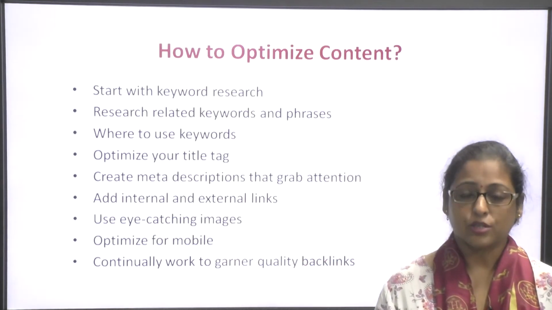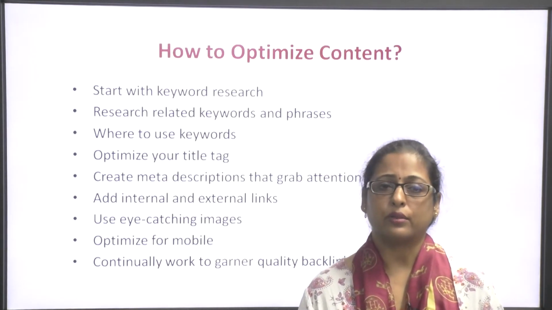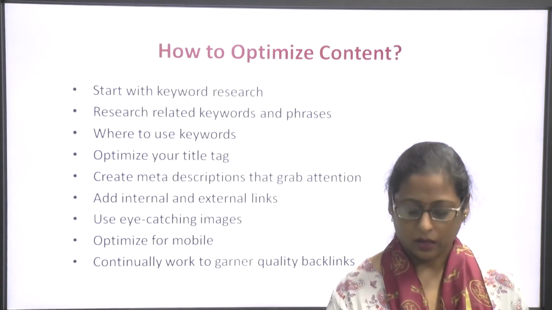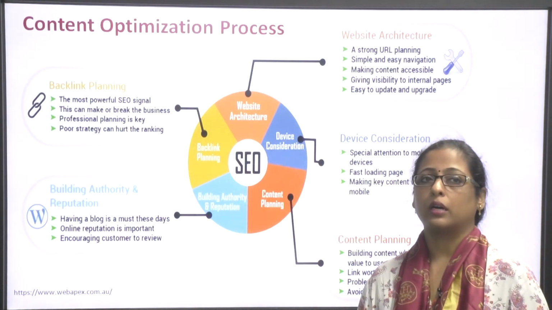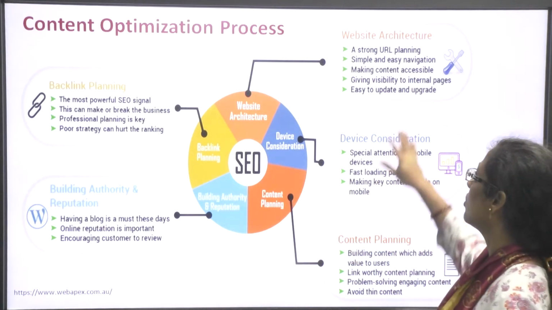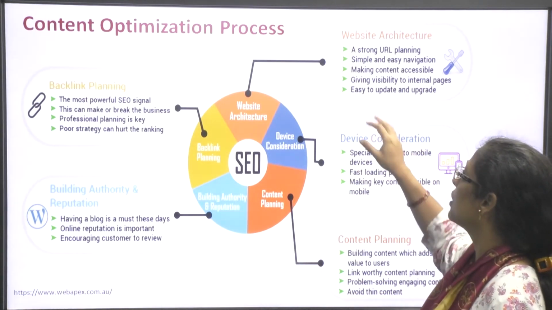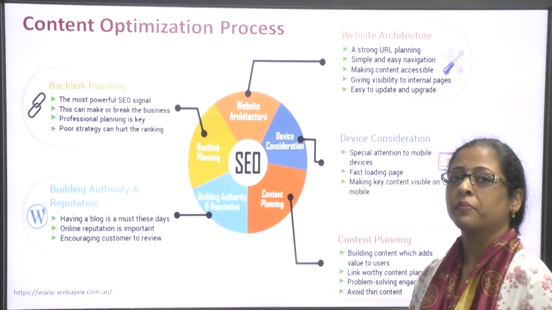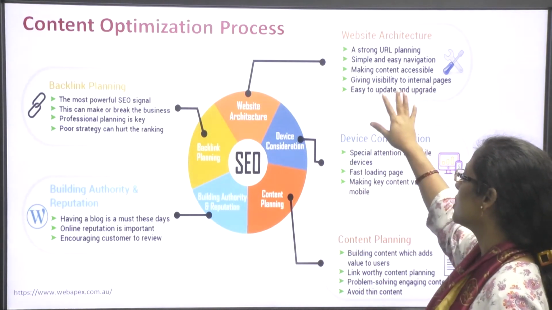Then one should also be cautious and continuously work on gathering quality backlinks, because that is what would increase the quality of the content. Now, this is what is called the content optimization process, and in it we know that the structure of the website architecture is very important. How it should be designed, what the different things are, how URLs should be framed, and how easily it can be updated. So website architecture is very important.